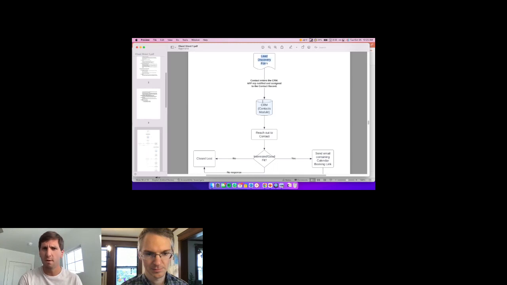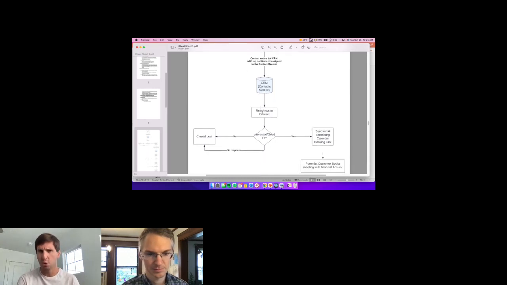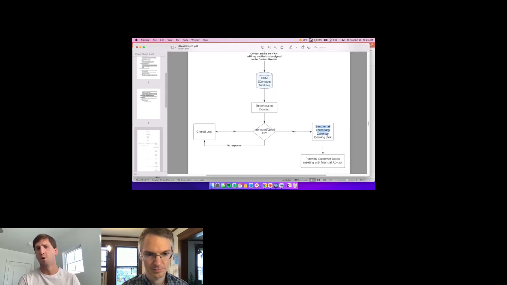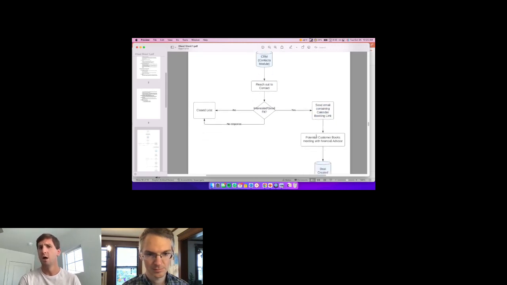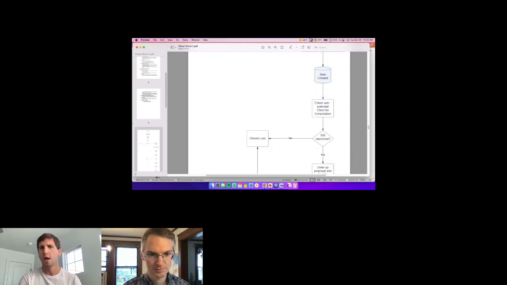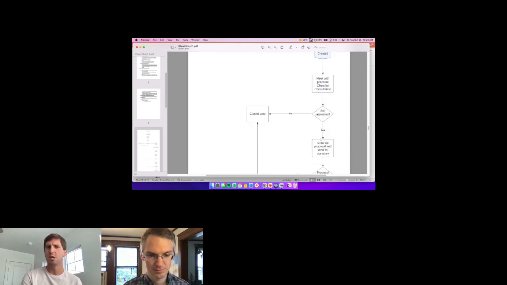We have a web form. It should go to a contacts module. We then see if they're a good fit. If not, they're lost. If yes, you probably want a calendar booking link. Okay, so a booking happens and a meeting happens. And if they're still interested, we need some sort of proposal building tool.